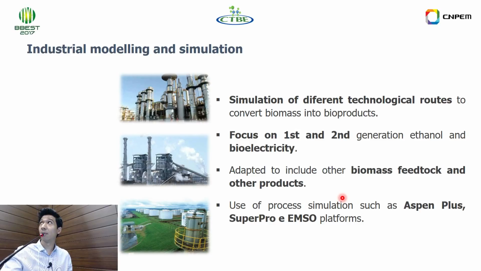Moving forward to the industrial modeling simulation, we can say that today we have simulated a lot of different technological routes. Basically, we focus mostly on first and second generation ethanol and bioelectricity, also because of the United Nations project Sucre in CTV. But for sure, as I said, we can include assessments of other kinds of biomass, such as energy cane, or maybe the impact of straw removal on the ethanol cost, for example, and other products such as butanol or maybe jet fuel and so on.